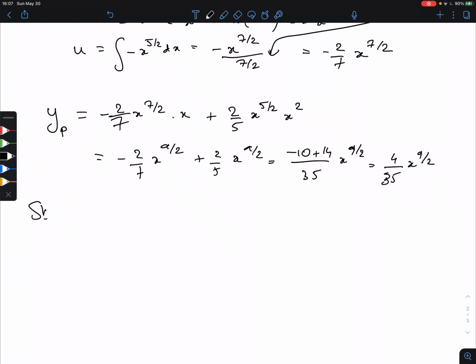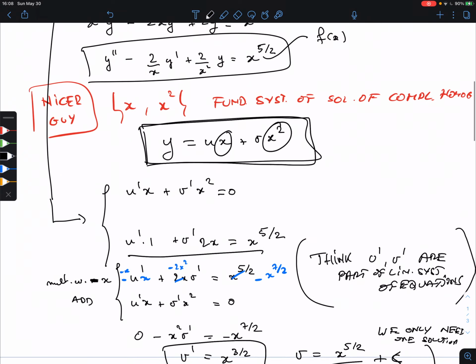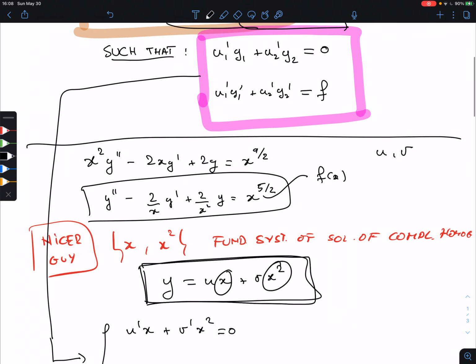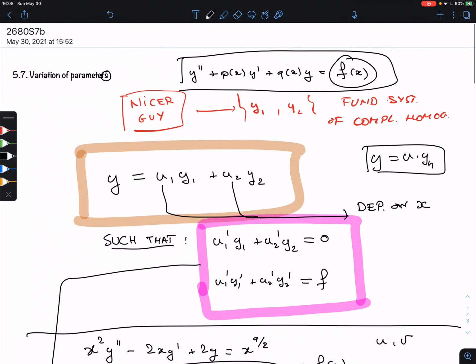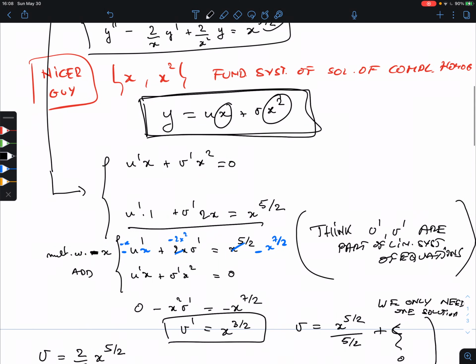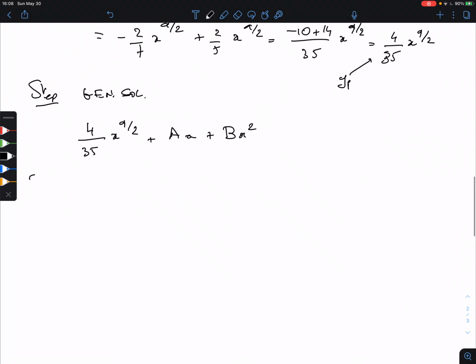So now, last step, I forget the numbering here, but we know the general solution, and we need a particular solution, which we just found. This is a particular solution, right? 4/35 x to the 9/2, and then a general linear combination of the fundamental system of solutions that we had here. What was the system? Here, this one, right? Okay, so that's how it works. You see, the calculation is a bit quicker, right?